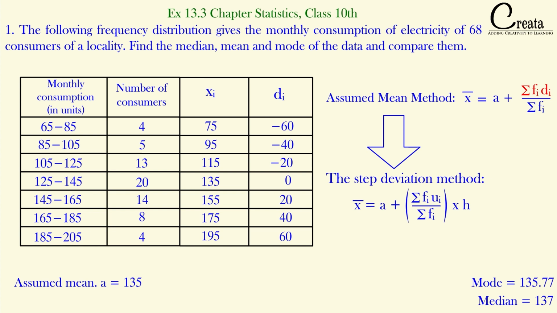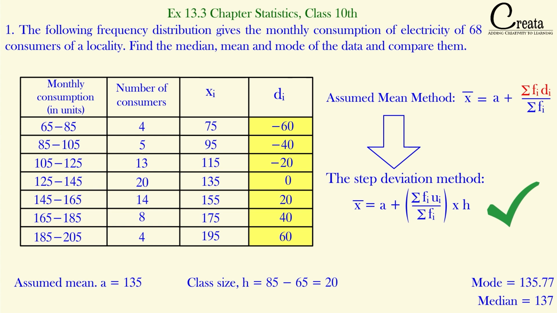Firstly, let's see what the class size is, which is upper limit minus lower limit. For example, 85 minus 65, it is 20. In all these ranges, our class size is the same, that is 20. We got h as 20. Now the next question is whether we can divide all these values of the deviation with 20, that is the class size. If the answer is yes, we will go to the next method, that is the step deviation method. Else we will retain the assumed mean method. Here the answer is yes, we can easily divide all the values of the deviation with the class size, which is 20. So we will go to the step deviation method.